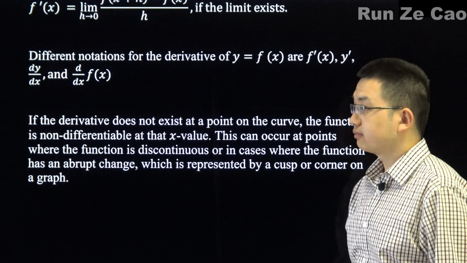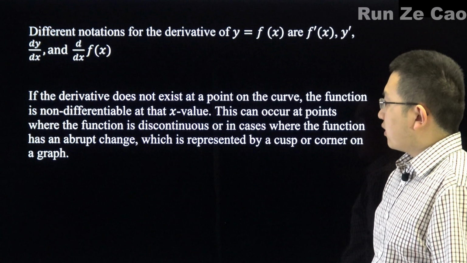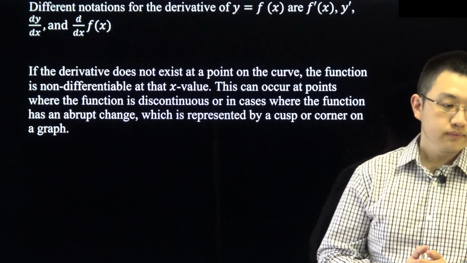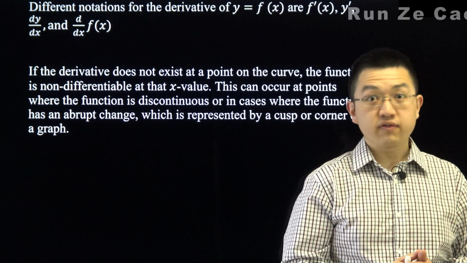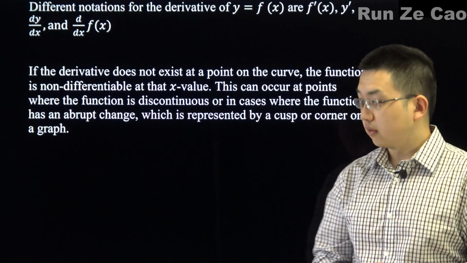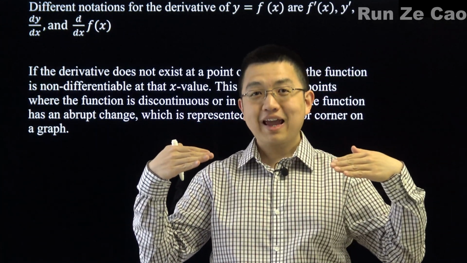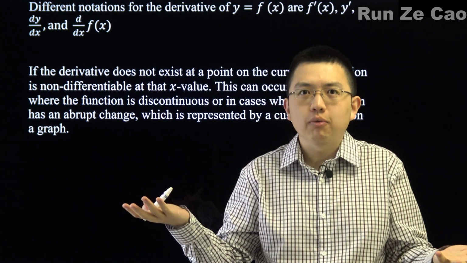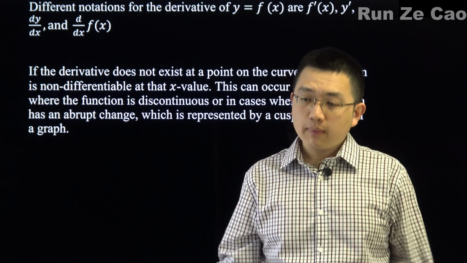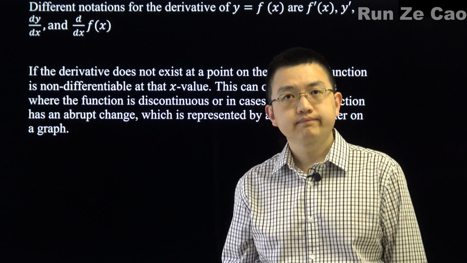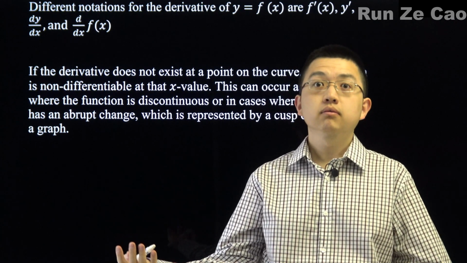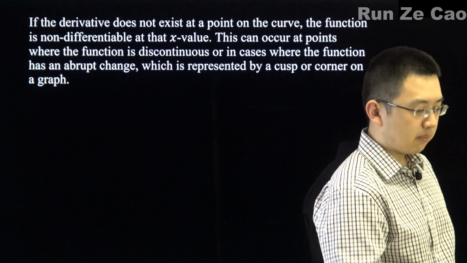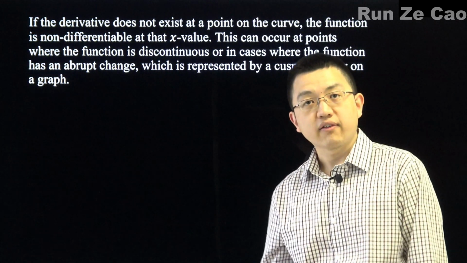So if the derivative does not exist at a point on a curve, it is non-differentiable at that x value. This can occur where, say, the function is discontinuous. For example, oh hey guys, we have a big gap in the domain here. I wonder what the slope is in that big gap. There's no slope, of course. And what about infinite discontinuity? Well, what's the slope there? Undefined. Or, we can have an abrupt change, which is represented by a cusp or a corner on a graph.